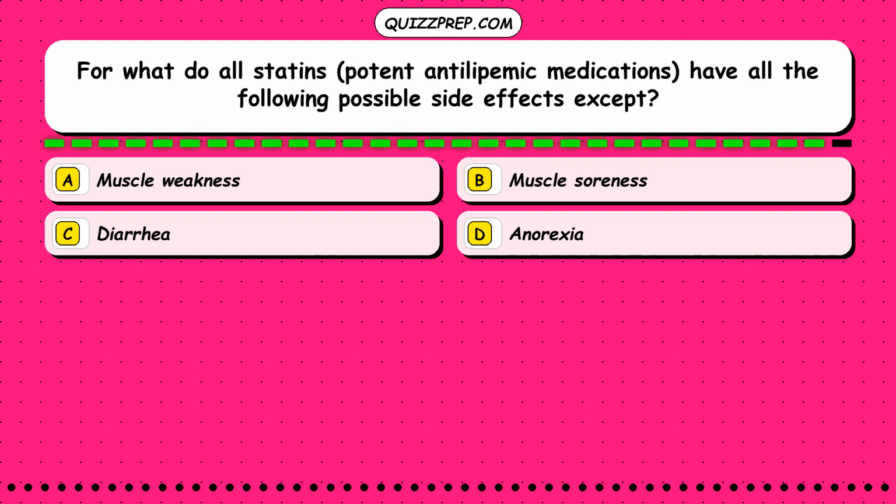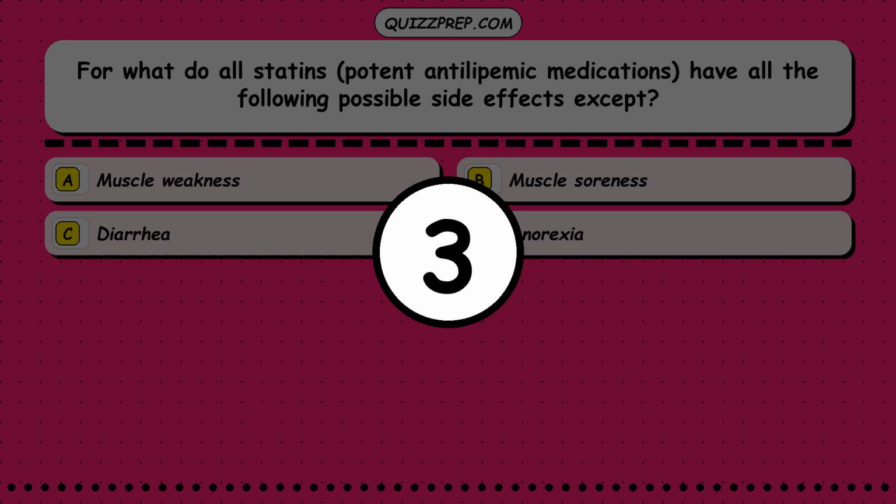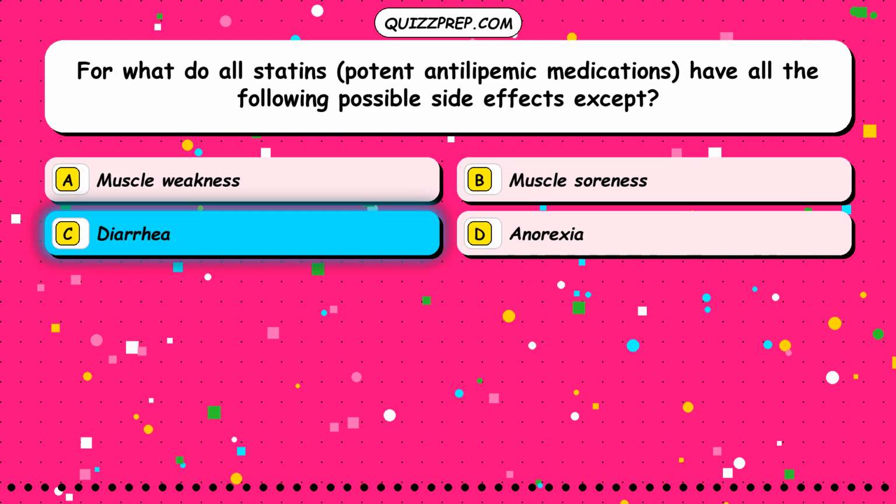Question 107. All statins, potent antilipemic medications, have all the following possible side effects except which? Option A, muscle weakness. Option B, muscle soreness. Option C, diarrhea. Option D, anorexia. The correct answer is option C, diarrhea.